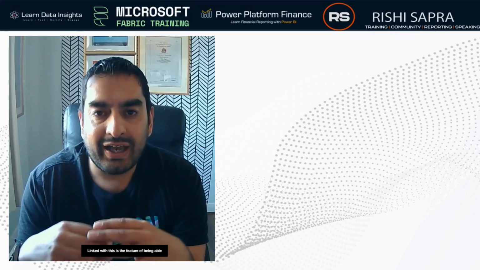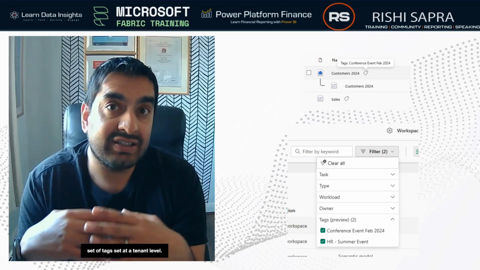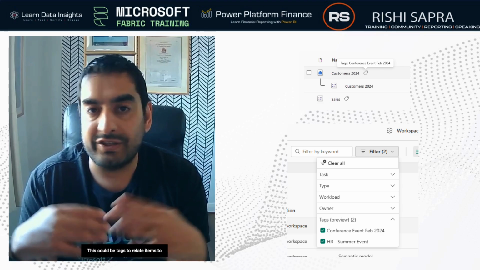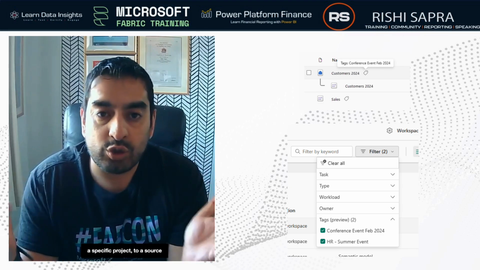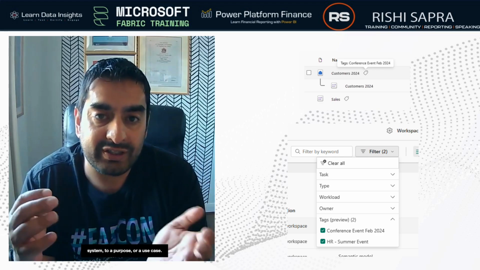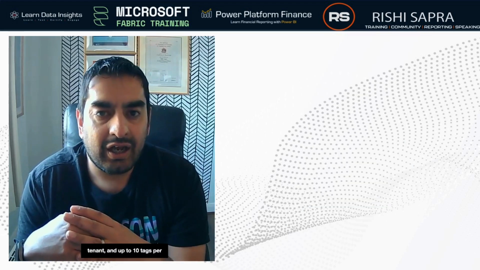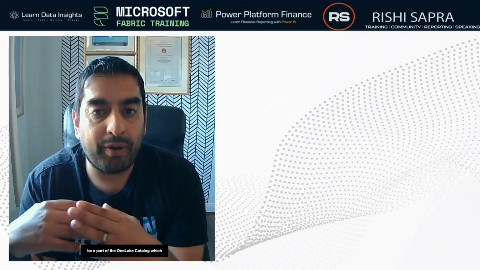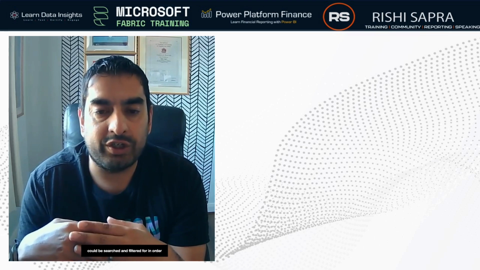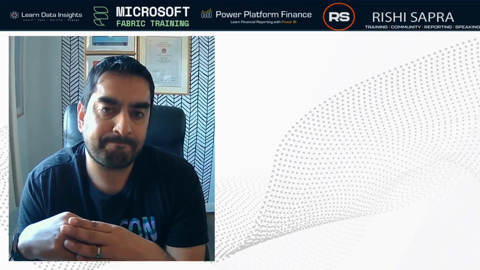Linked with this is the feature of being able to tag items with an open set of tags set at a tenant level. This could be tags to relate items to a specific project, to a source system, to a purpose or a use case. There could be up to 10,000 tags per tenant and up to 10 tags per item. These tags will then obviously be a part of the OneLake Catalog, which could be searched and filtered for in order to find relevant datasets.